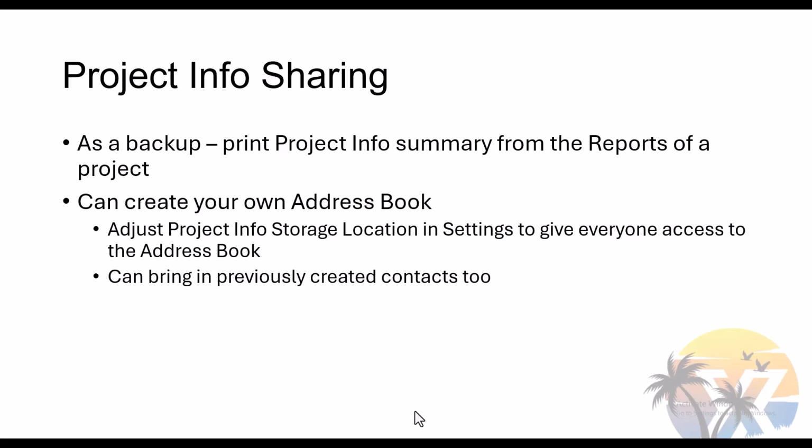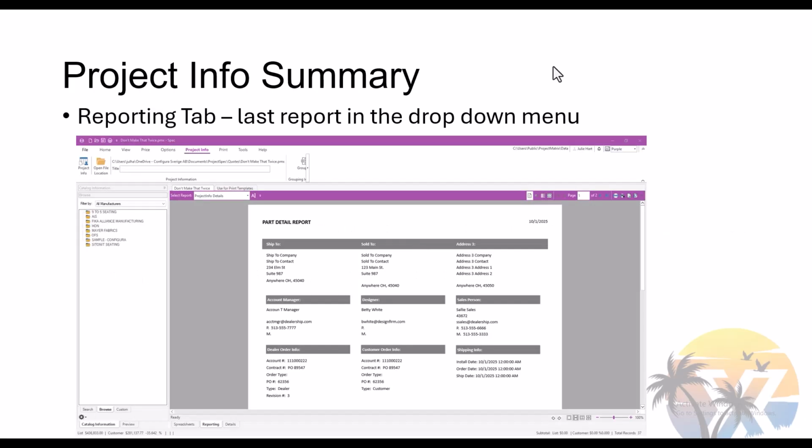Next, we'll talk about how you can share project info. There's a couple of different ways that we have here in Spec to share project info. You can always create a hard copy of project info from a single project using the reporting tab. And then you can also create your own address book. You will just need to change your project info storage location there in your settings dialog to give everyone access to that address book. And you can also bring in previously created contacts doing that.